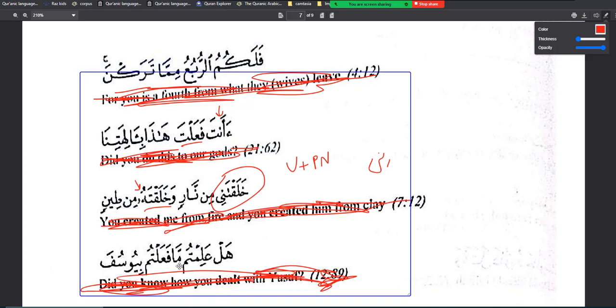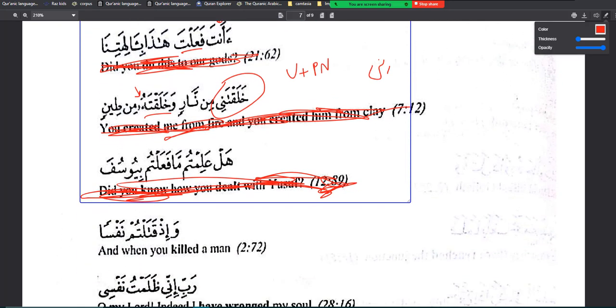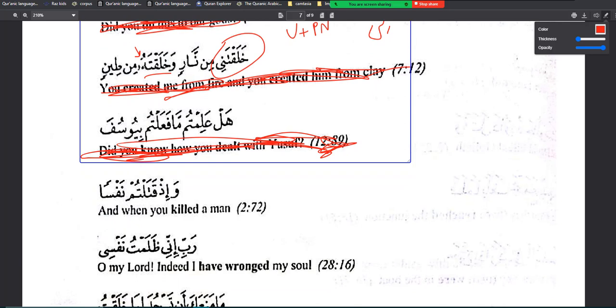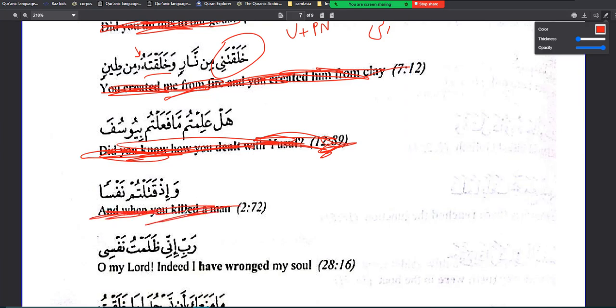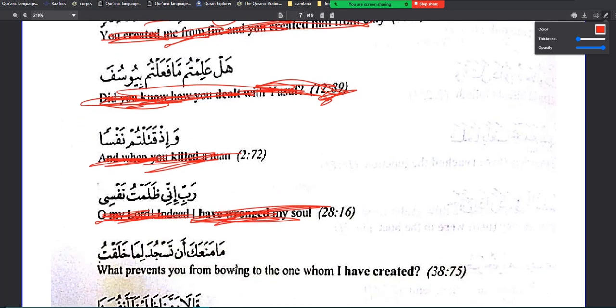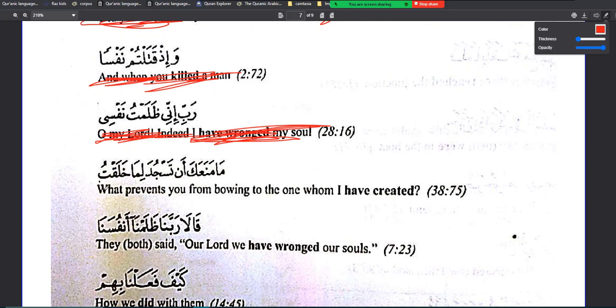And then we have hal alimtum ma fa'altum bi Yusuf, which is the word antum. Alimtum, fa'altum, antum, both are like that. So what is the meaning of alimtum? Very good. Wa if qataltum nafsan. We did this. Very good, mashallah. Rabbi inni zalamtu nafsi. I wronged. Right? Ana zalamtu. Yes.